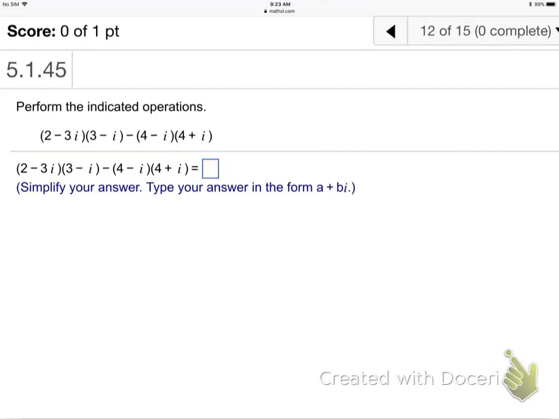Okay, so let's start by FOILing these two. Boom, boom. 6 minus 2i, boom, boom. Minus 9i plus 3i squared. Is that good so far?